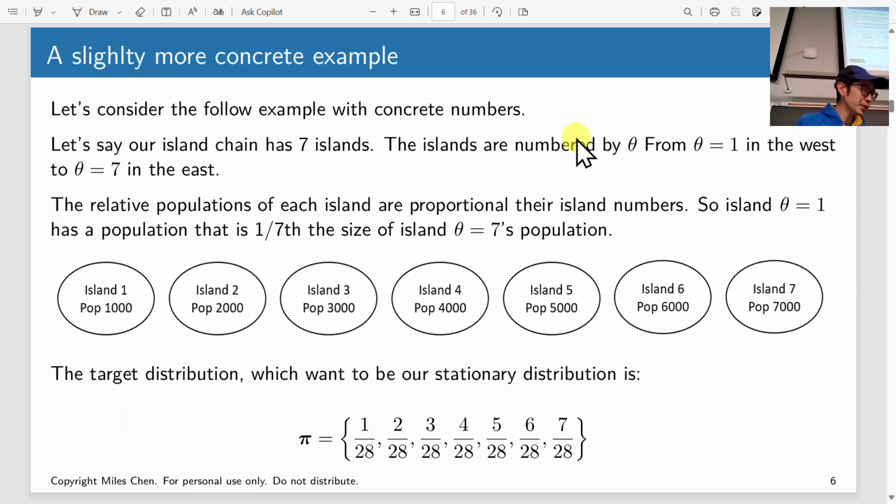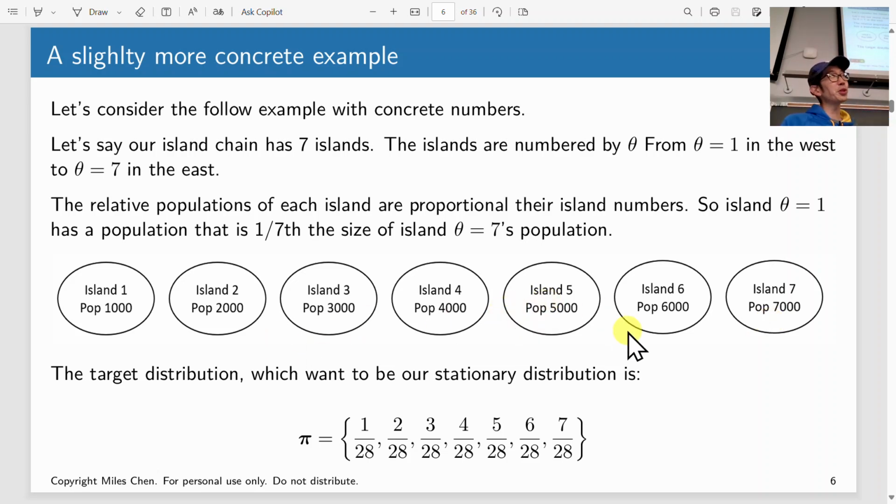So to illustrate how this is going to work, we'll make up an imaginary island chain with 7 islands, and I will put imaginary populations, okay? And we'll just keep it real simple, and we'll say island 1 has a population of 1,000, island 2 has a population of 2,000, and so on and so forth. Island 6 has a population of 6,000, island 7 has a population of 7,000, okay? So we'll just keep it real simple.